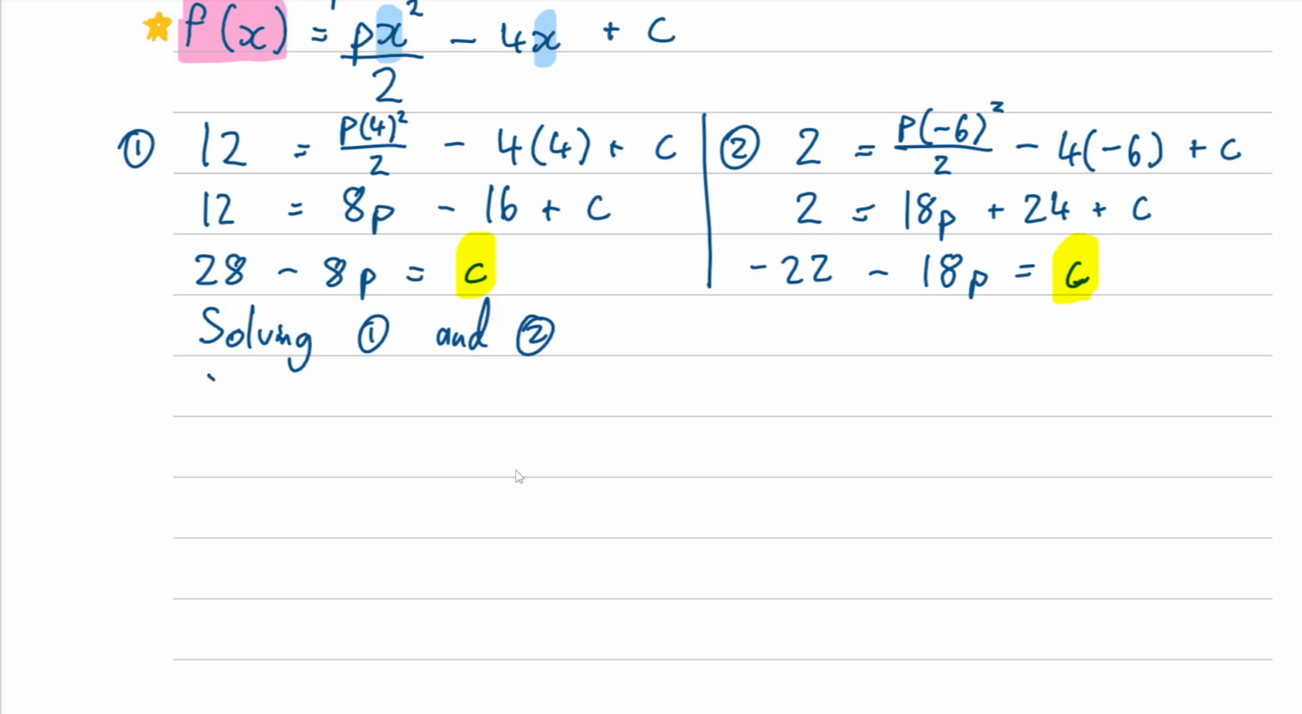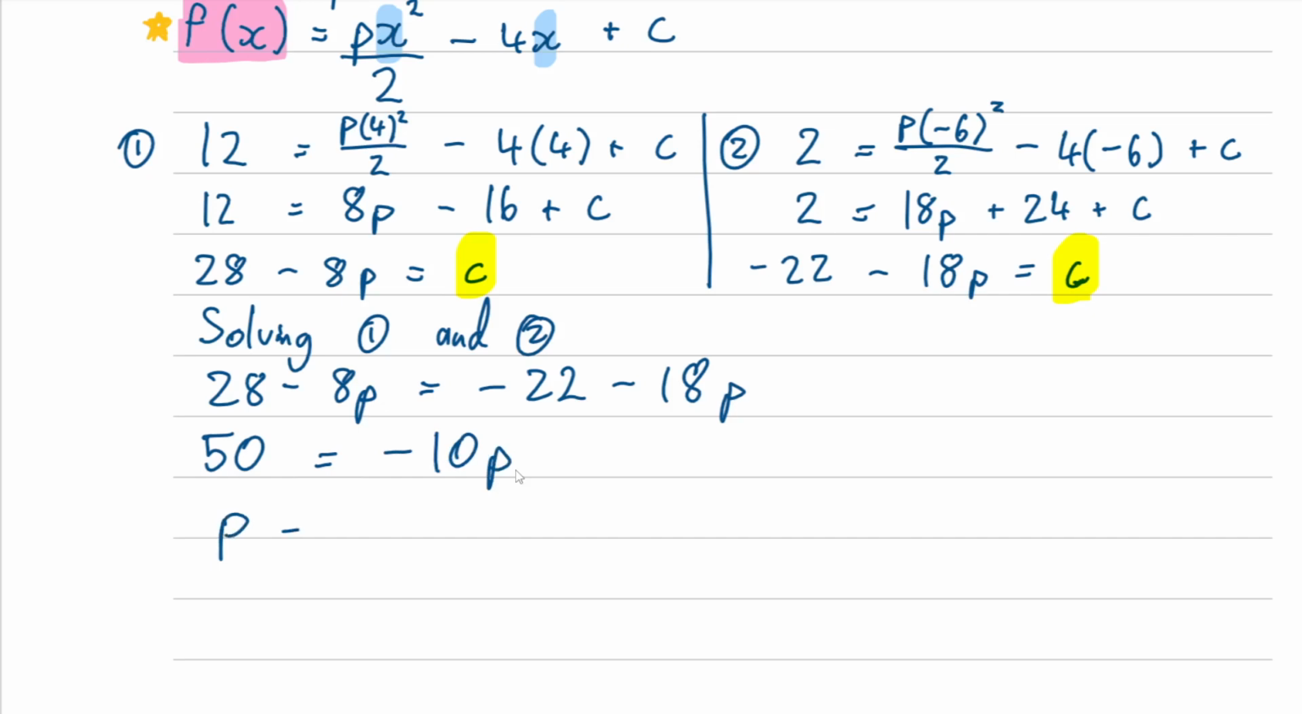So let's do that now. 28 minus 8p equals minus 22 minus 18p. And you see, by substituting like that, we have eliminated c from our equation. So we've simplified it to one equation, one unknown, which we can solve. I will add 22 to both sides, so that's 50. I will add 8p to both sides, so that's minus 10p. To find p, we'll divide both sides by negative 10, and we get p equals negative 5.